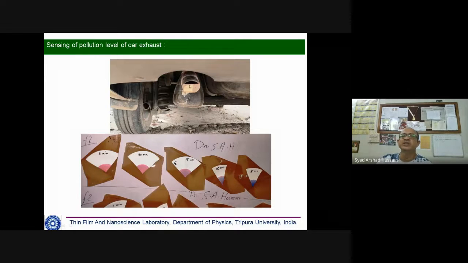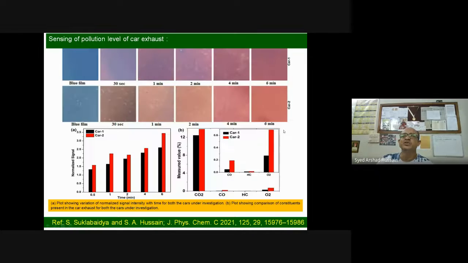We applied the sensor to have an idea about the pollution present in the car exhaust. Here you see in 5 seconds, then 10 seconds, the color changes. From the color change, we try to correlate. We measured the pollution level at standard pollution check shops, and then we analyzed the contaminants present in the exhaust. We plotted the amount against the RGB values, and it is almost linear. So our color change can quantify the amount of contaminants in the pollution level of the car.